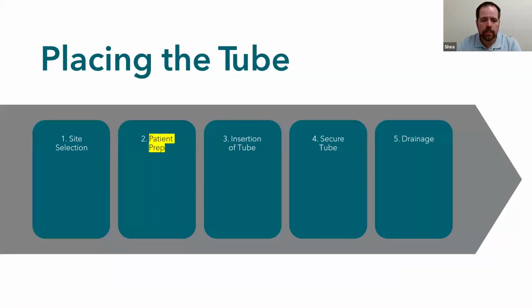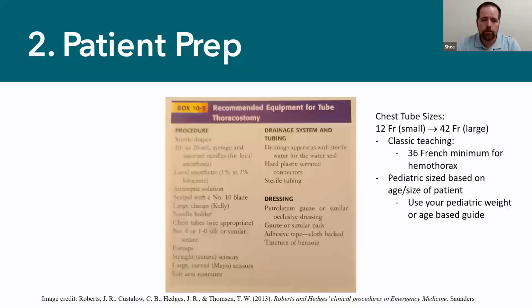So we've made our site selection. Now it's time to prep the patient. Prepping the patient, the most important thing, honestly, is to prep your equipment. Most departments are going to have a chest tube tray or a chest tube kit or your predetermined disaster supply kit. These are kind of the overview of things that you would want to make sure you have. Most importantly, you need a scalpel and you need some Kelly clamps. And other than that, you can kind of make it work with what you have.